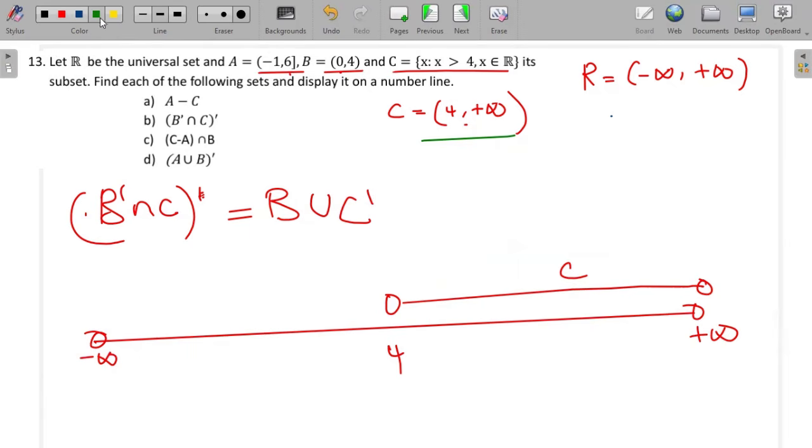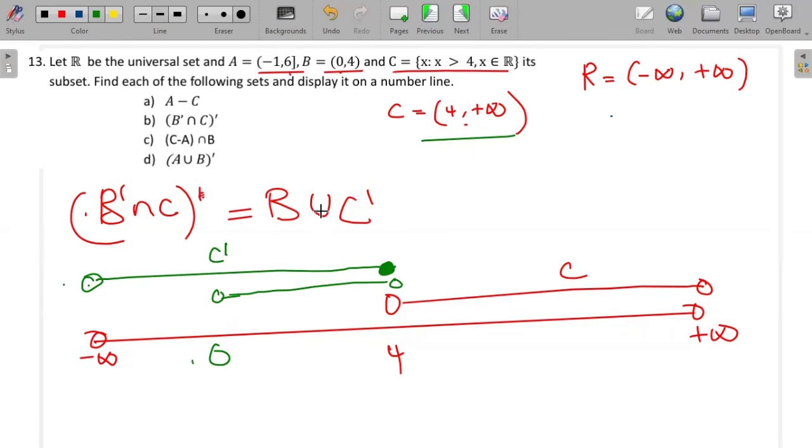Okay, and then it means my C complement will start here, and then go all the way to minus infinity. So this is my C complement. So I want to unionize this part here with the B. But what is the B? The B is from 0 to 4. So 0 can be somewhere there. So my B will just be from here all the way to 4, like that.